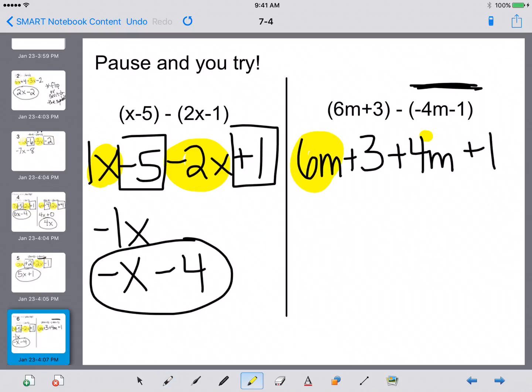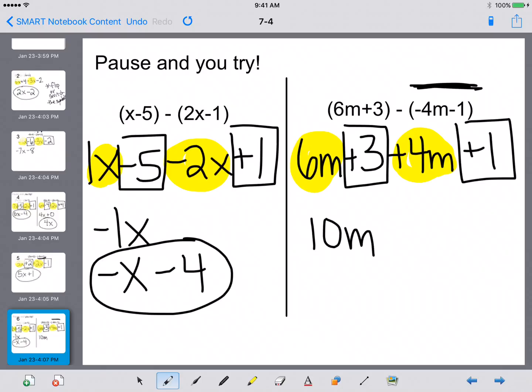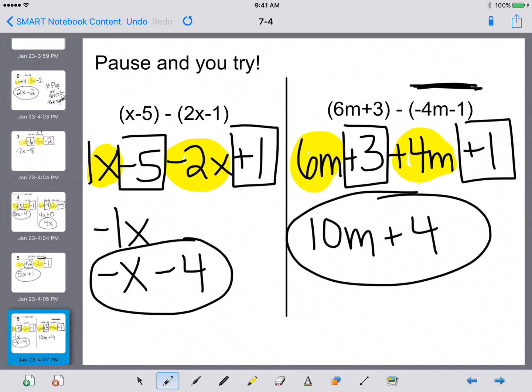Find your like terms. Notice I'm keeping the symbol that's in front of my term: 6m and 4m, plus 3 and plus 1. Then you just combine. 6m plus 4m is 10m, and 3 plus 1 is 4. Ta-da!